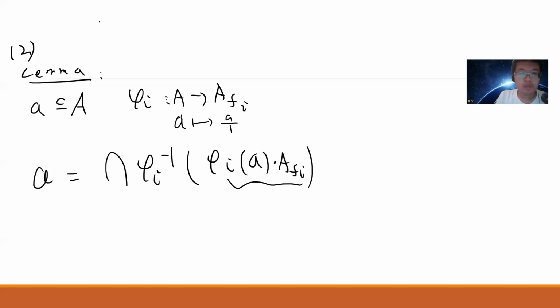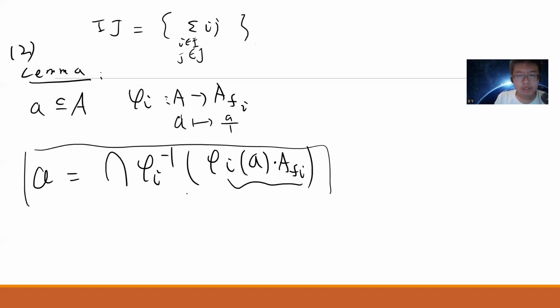Let me quickly recall: if you take any two ideals I and J, their product is the set of finite sums of products ij, where i belongs to I and j belongs to J. This is also an ideal, and then you take the intersection. Okay, so this is our lemma.